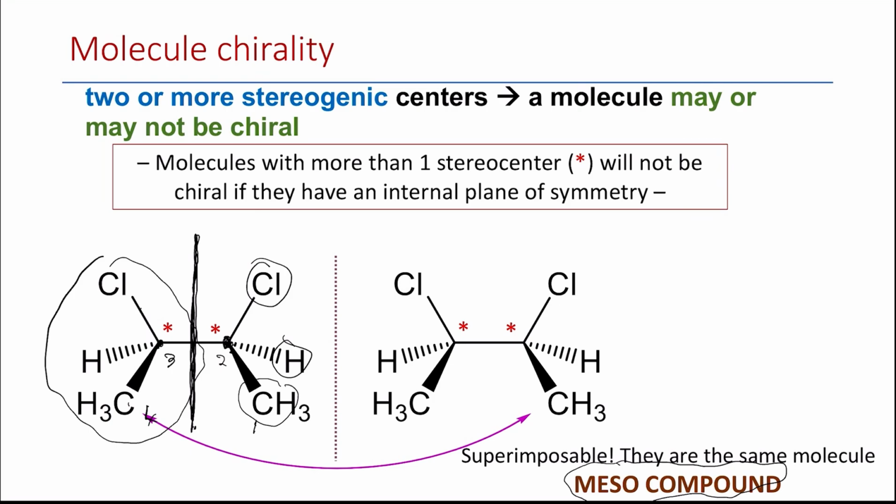So a molecule and its mirror image, this is molecule 1 and this is molecule 2, are mirror images of each other and they are also superimposable on each other. This is because they actually have a plane of symmetry. If they have an internal plane of symmetry, they are not chiral.